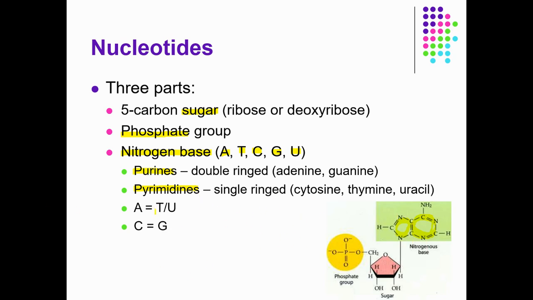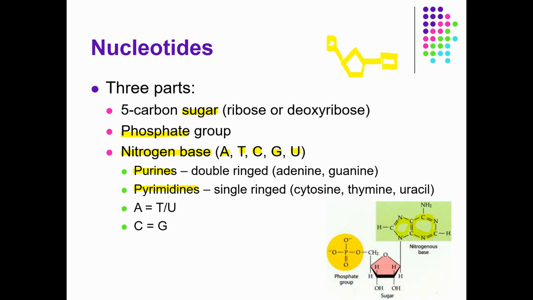Now, hopefully from freshman bio, you remember your pairings. A always pairs with T, the apple's on the tree. And C always pairs with G, the car is in the garage. Now in RNA, we have U, and so U would also pair with A, okay? So one nucleotide has 3 parts. You have a 5-carbon sugar, you have a phosphate group, and you have a nitrogen base.